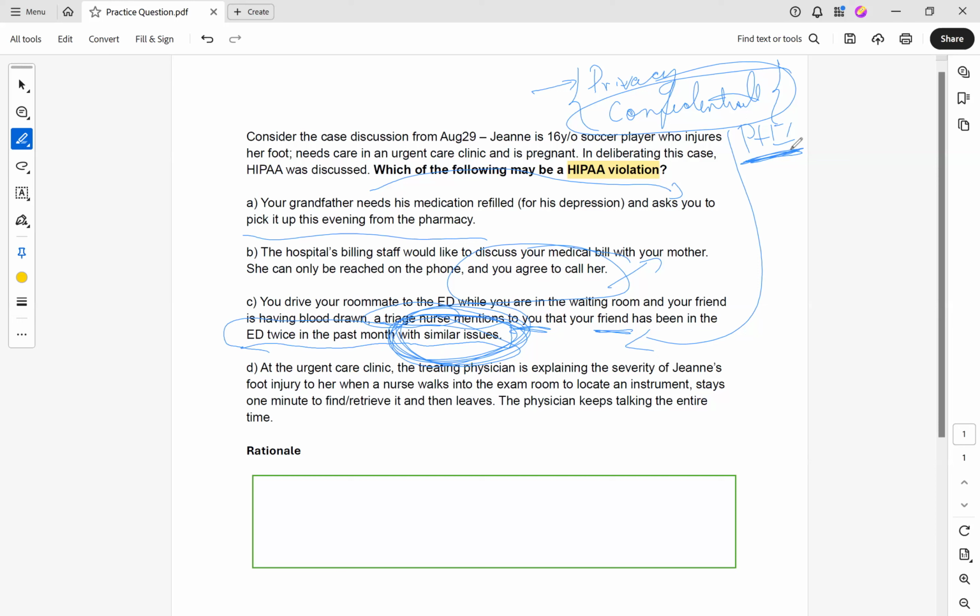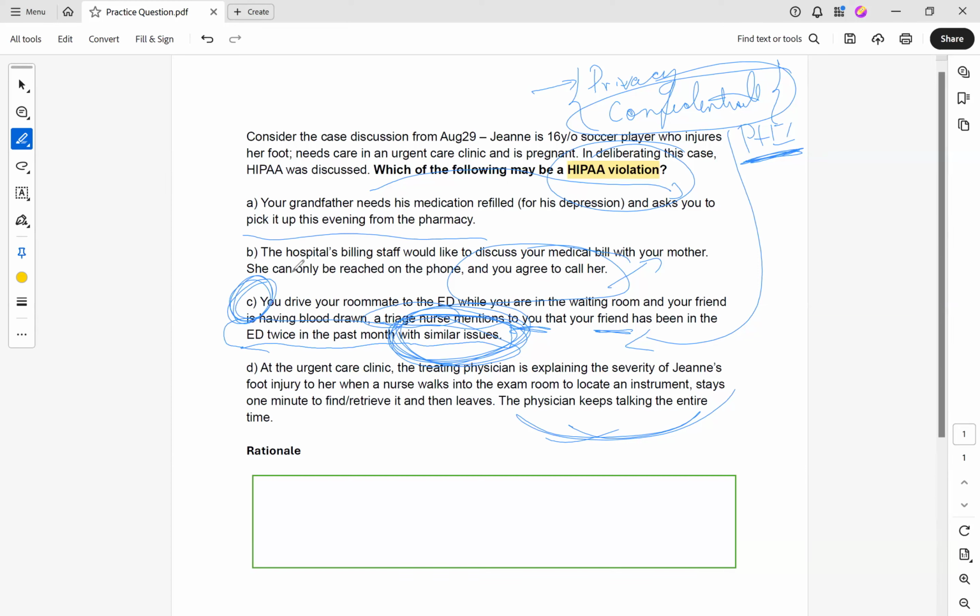The nurse also works in the urgent care clinic. And so even though she might not be in the actual case, she could have been doing something else. She is part of that entity. And so whether it's the confidentiality between the physician and Jean about the foot injury, there might be others who need to know about it, even though she was sort of wandering in and out. So that's questionable. And if it's questionable, it's not going to be a violation. So we're going to have to go with C on this one.